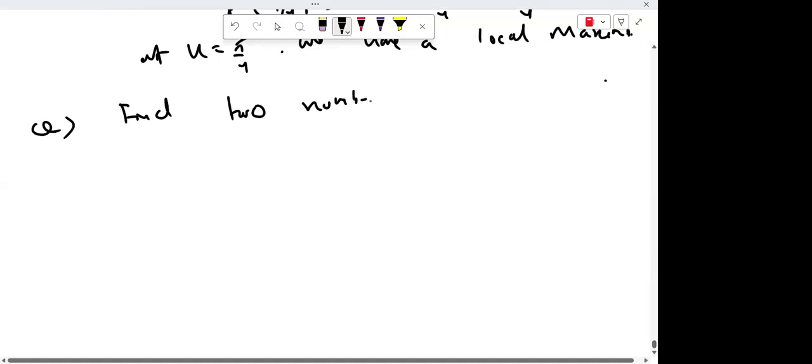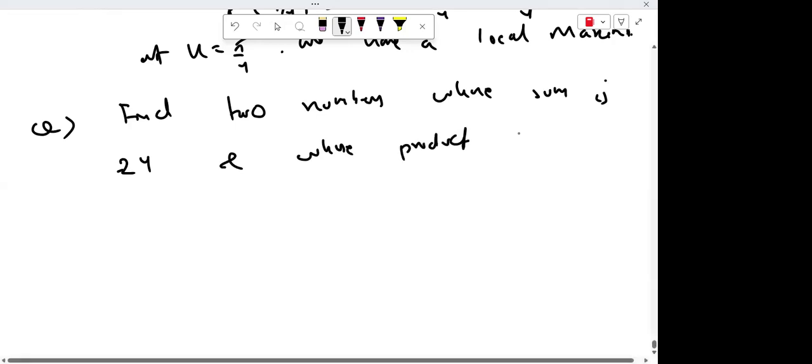Find two numbers whose sum is 24 and whose product is as much as possible.